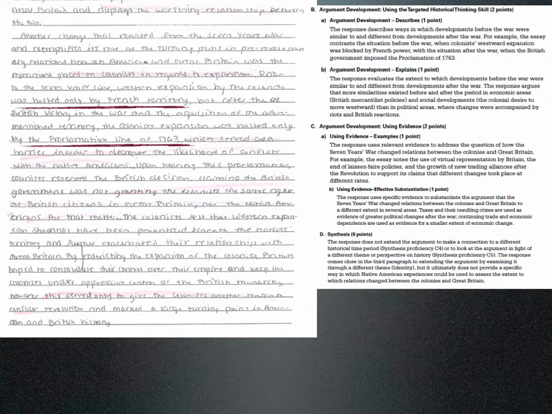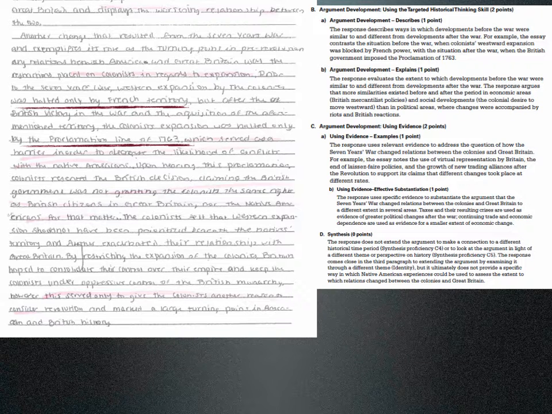Moving forward, this is a little bit of information about the development of the argument. The student earned the point for both of those A and B parts. The response describes ways in which developments before the war were similar and different. The essay contrasts the situation before the war, when colonists' westward expansion was blocked by French power, and then blocked later with the Proclamation of 1763. And you see those items underlined in the body of the text.